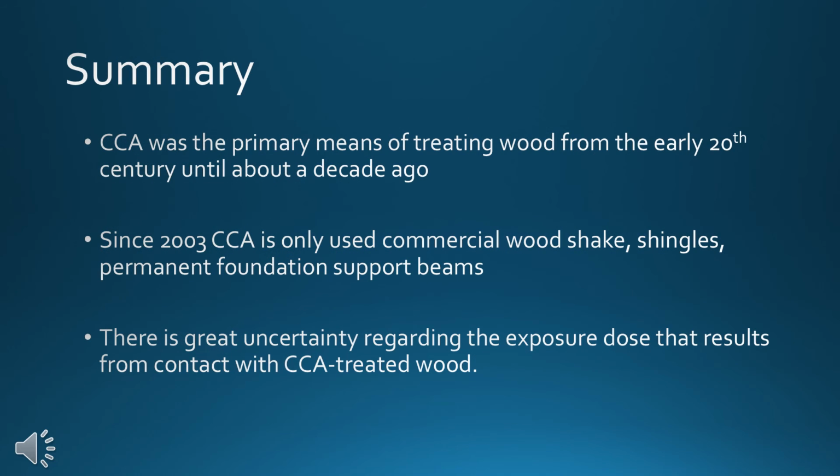Chromated copper arsenate was a primary means of treating wood from the early 20th century until about a decade ago. It is likely that any treated wood built prior to 2003 contained CCA. Since 2003, CCA is mostly used in wood shake, shingles, permanent foundation, and support beams. Despite the reduction in use, there is still great uncertainty regarding the exposure dose that results from contact with CCA treated wood.